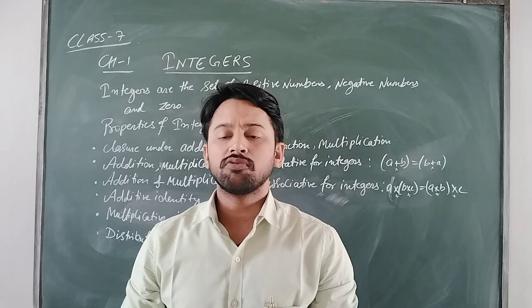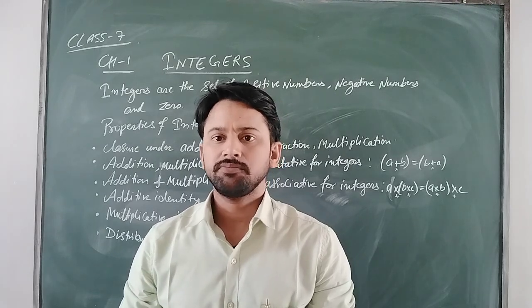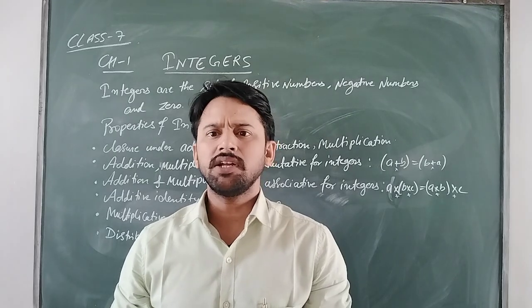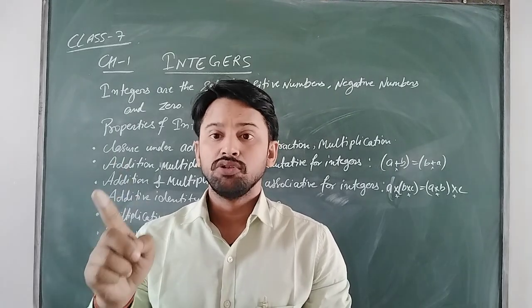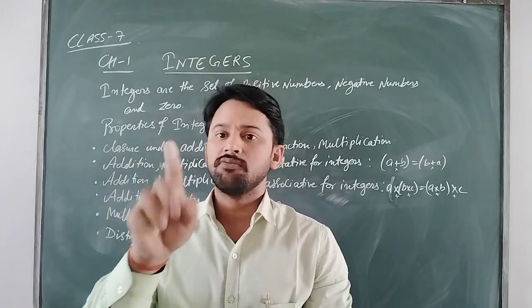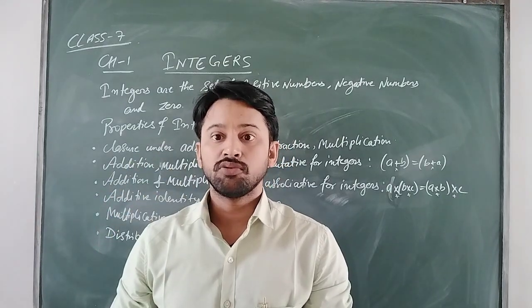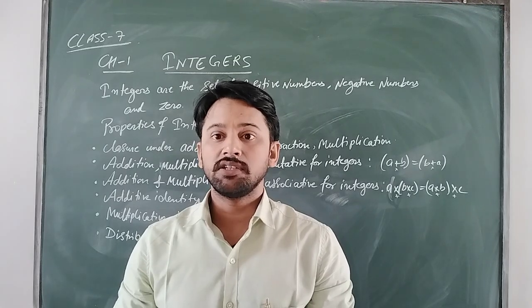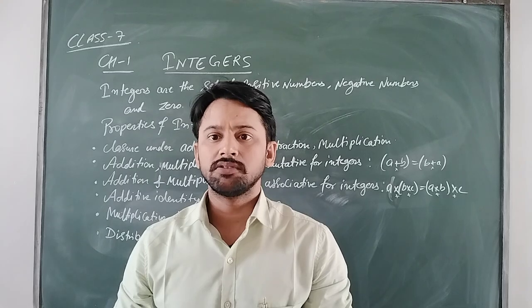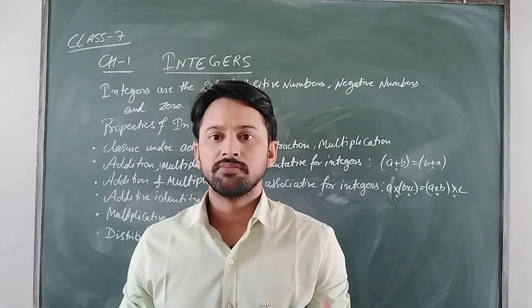Now we are proceeding toward the additive identity. Additive identity means you have to add something such that there is no change in the given number. So obviously, sir, the additive identity is 0. If you are adding 0 to any numbers, the result will be same.